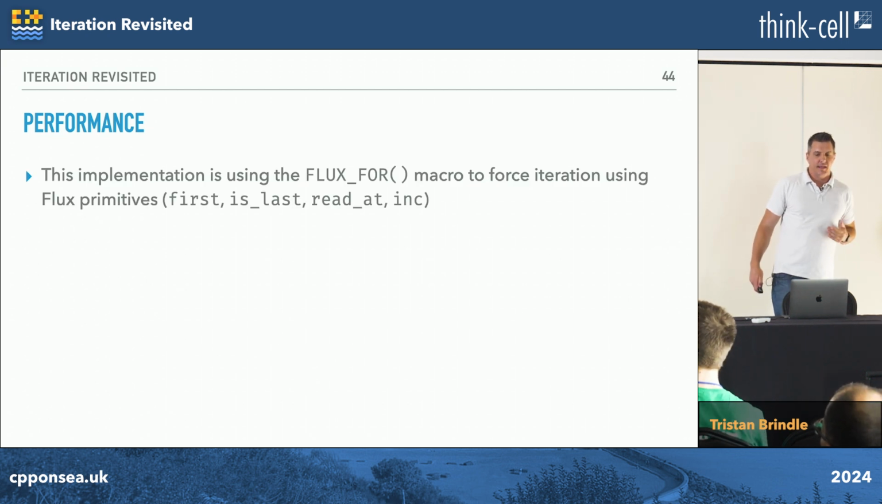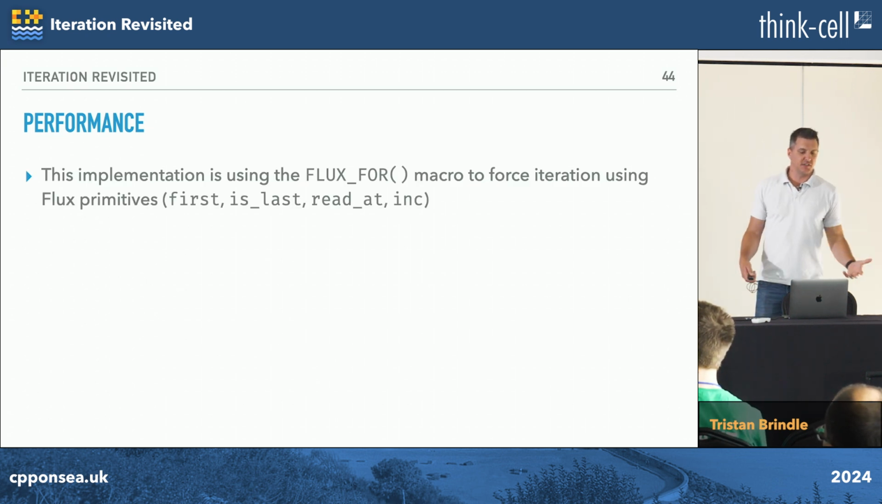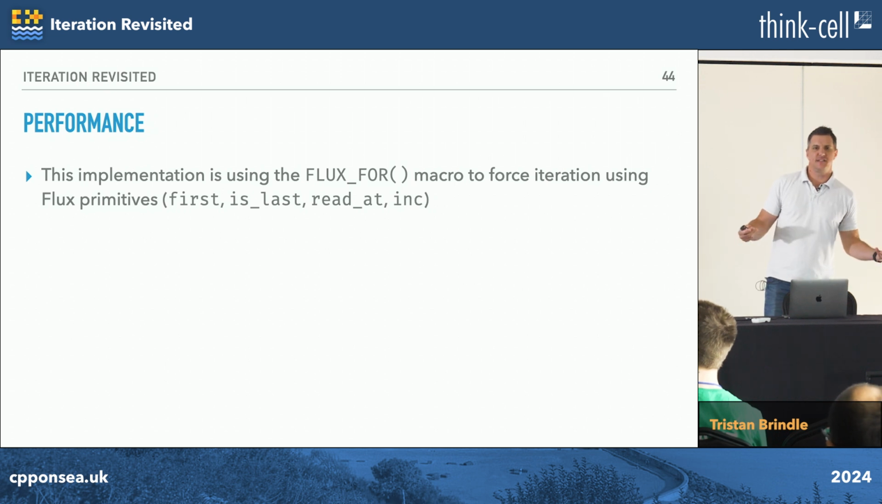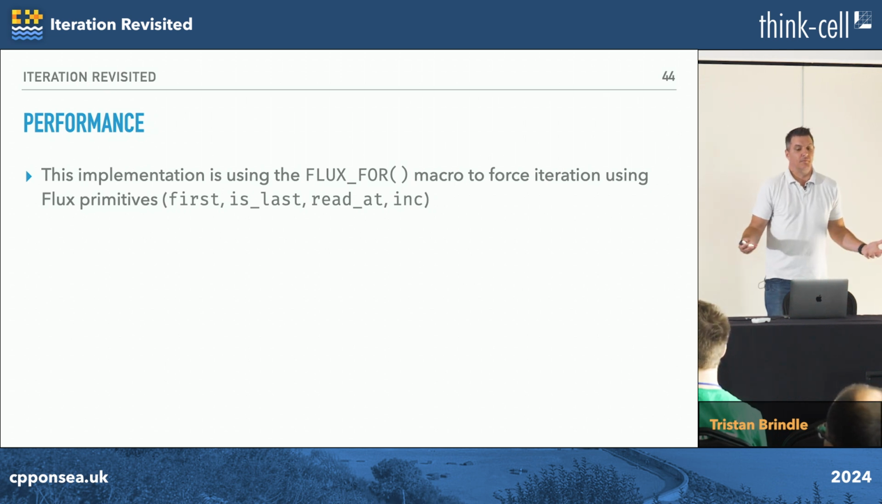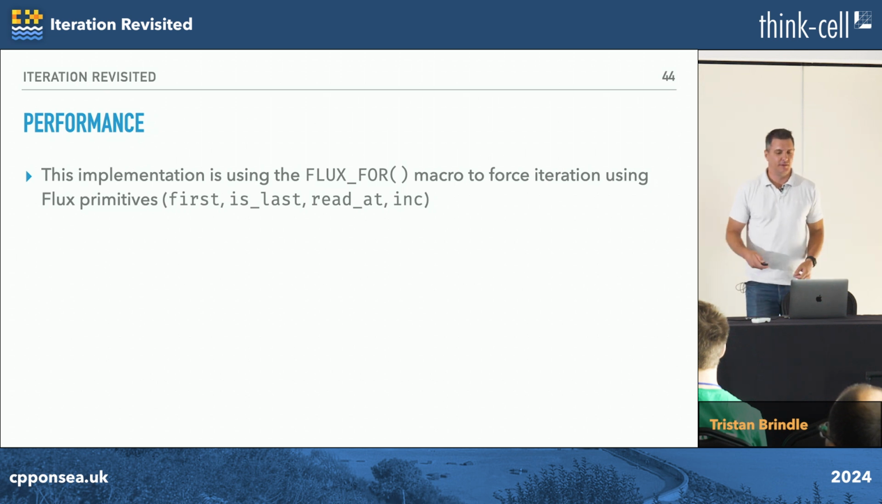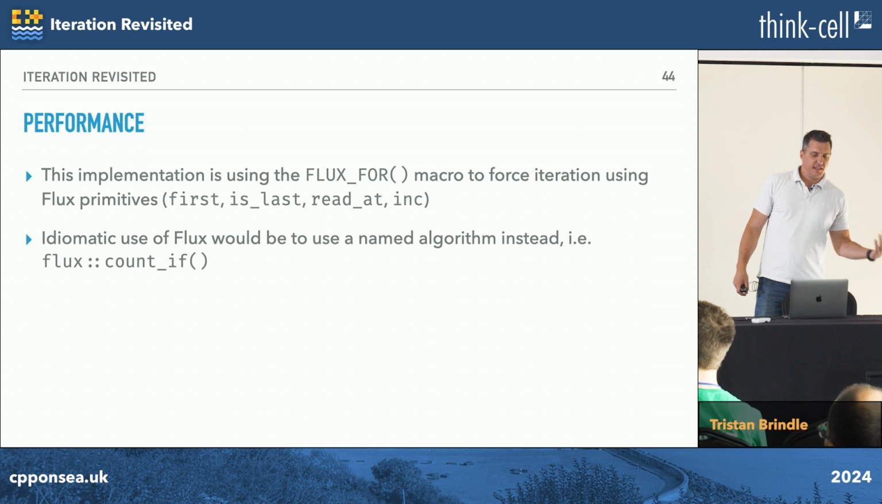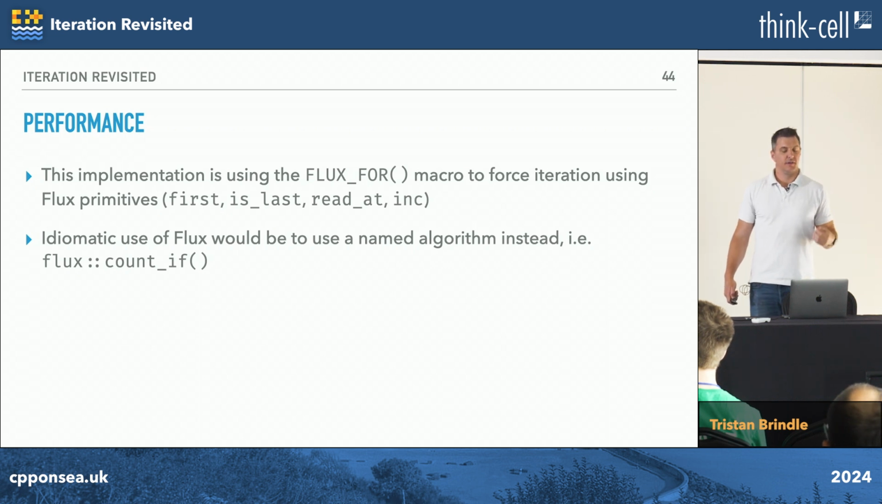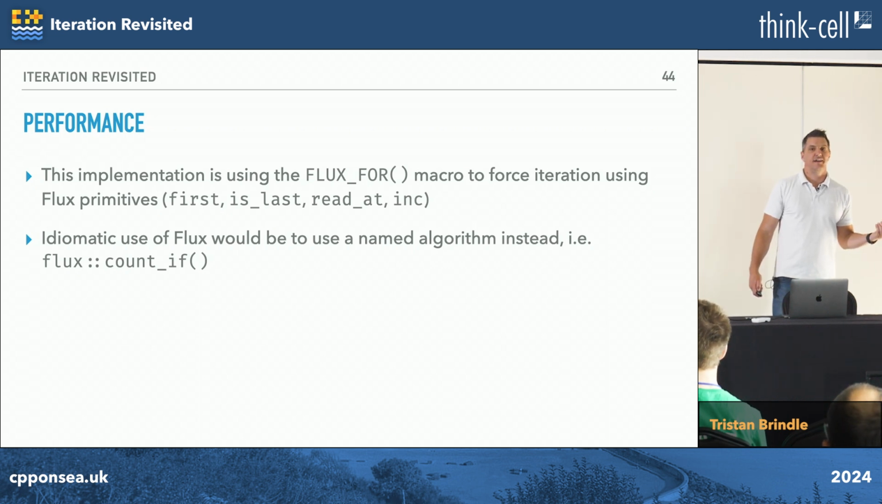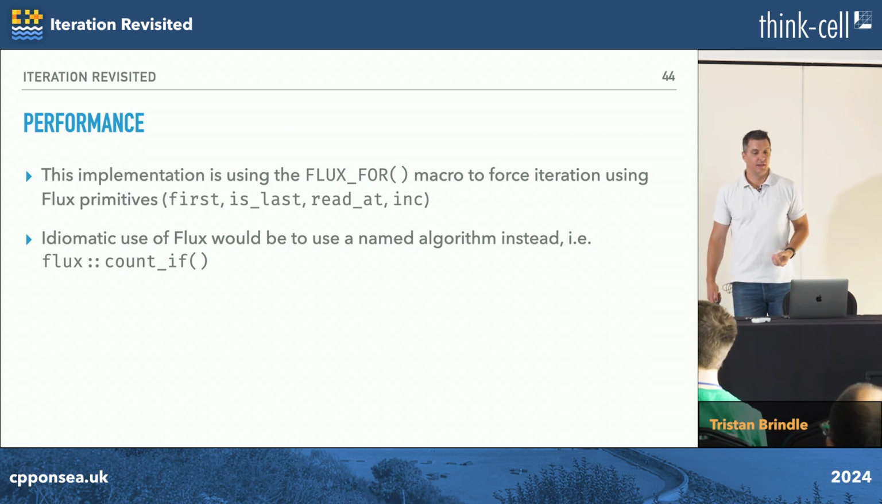And as I say, this implementation is using this Flux for macro. I use it for testing. It's available for public use, I suppose, but it's not intended. The intended way to use Flux is to use a named algorithm where one exists. And in this case, there's a named algorithm for counting things, and that's count if. So we want to count if things are even.